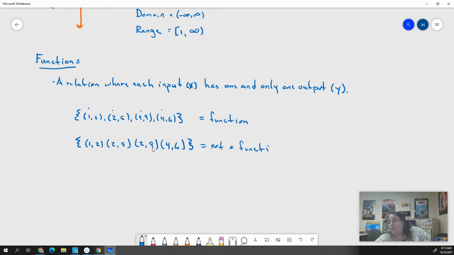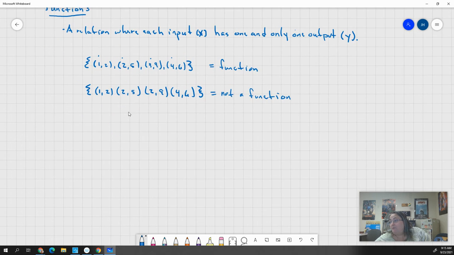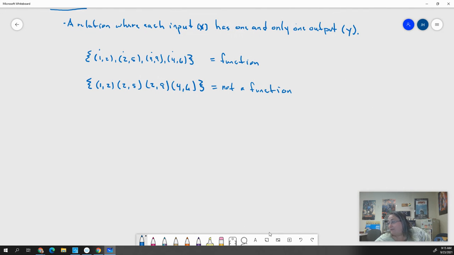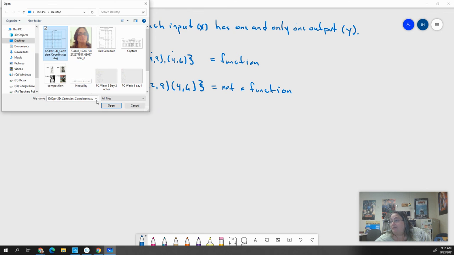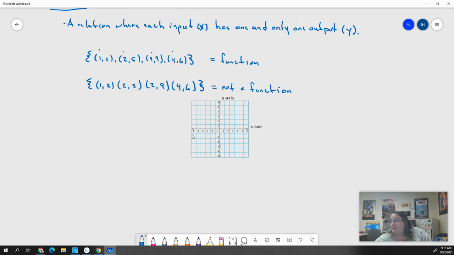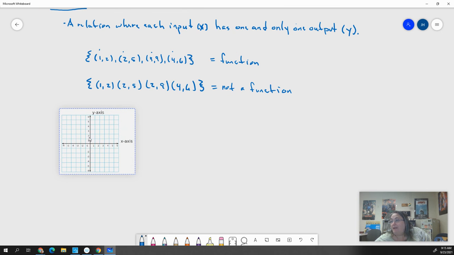And we can show that graphically too. And I did something fun today. I thought, hey, why do you keep drawing graphs when you could just have one on hand for you, right? So if I have the graph of a line, right?